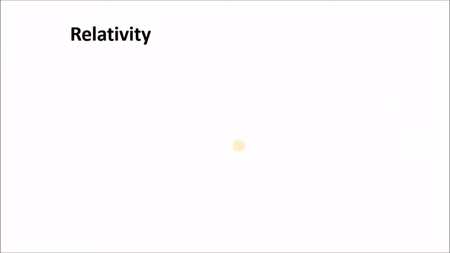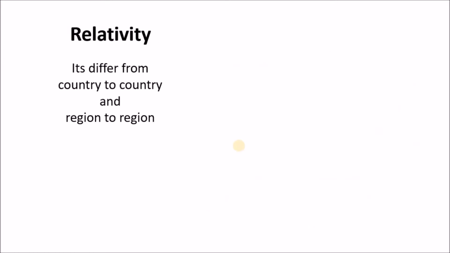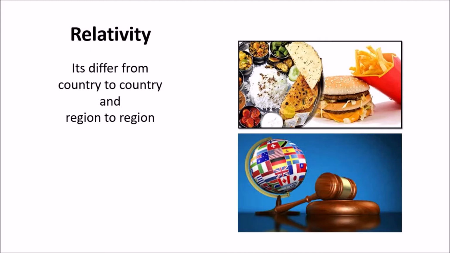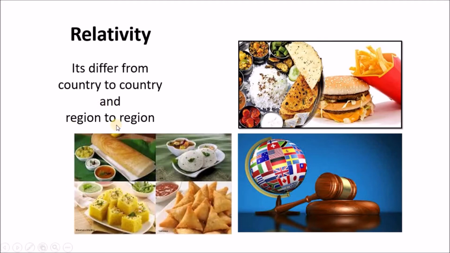Next is relativity. So business environment differs from country to country and from region to region. Do you agree the food habits come under the category of social environment? It differs between Indian and Western countries. Similarly, laws differ from country to country. So legal environment is also different. You can't say that all the countries have a similar legal environment. Even it differs from region to region.